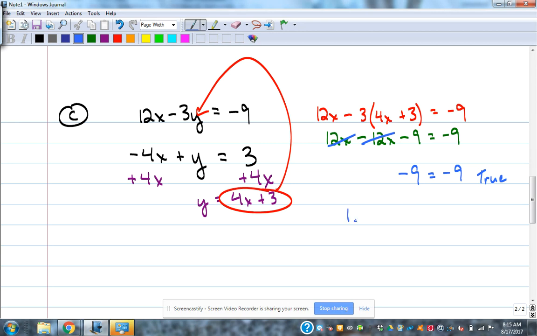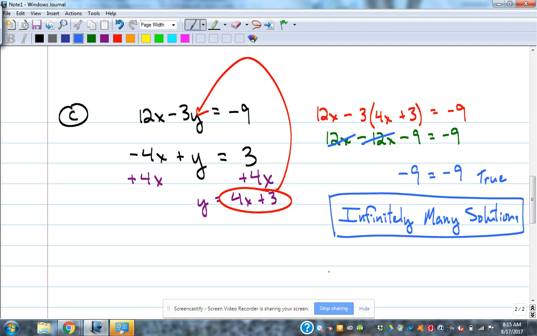Infinite. Infinitely many solutions. If that were something like 8 equals negative 9, and that's not true, that would be no solution. So if your variables all cancel out, no matter which method you're using, whether substitution or elimination, you look at what's left. If it's true, if the numbers are equal on each side, then it's infinitely many solutions. If it's false, then it's no solution.